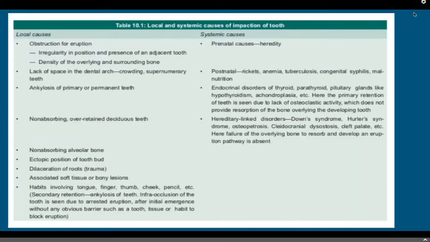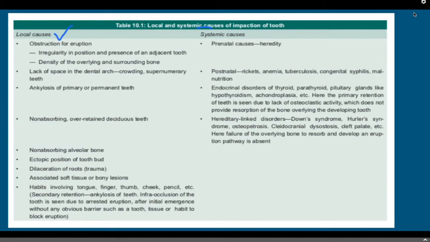Okay, next important, I'm going to post this picture on your WhatsApp groups. The main reason for adding this particular picture is that I have seen questions on this area: local causes of impaction or unerupted teeth. I hope you know these can be the local causes.